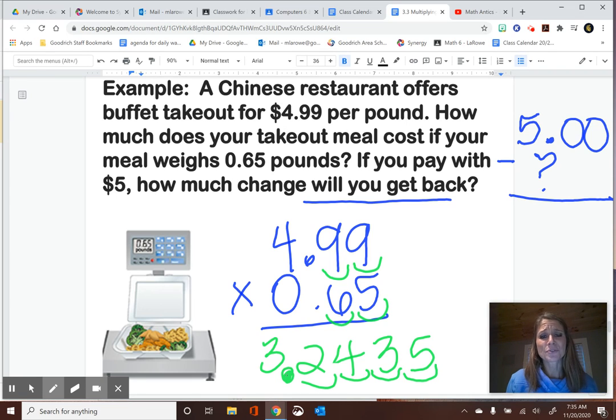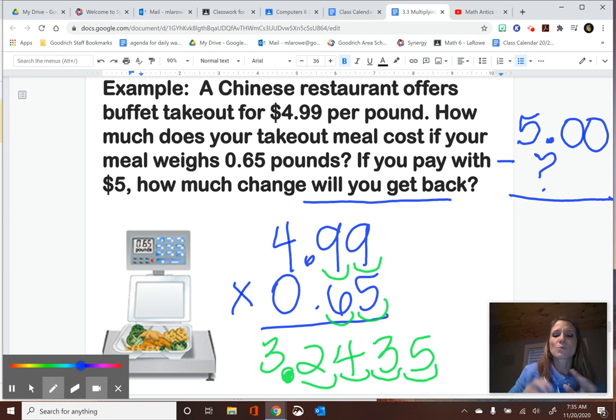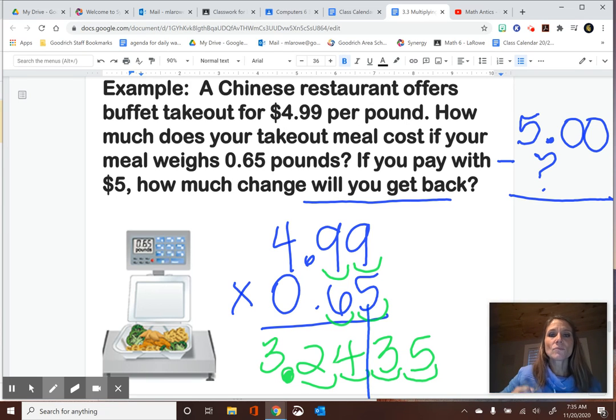Now I know that there's no such thing as a 0.2435 coin. So in the real world, when numbers come up to be weird like this, we chop them at the penny. If the digit next door is five or bigger, you're going to pay a penny more. But if it's not, you get to ignore that extra bit. So because this is a three, I get to ignore that value. So instead, my food is going to cost me $3.24.